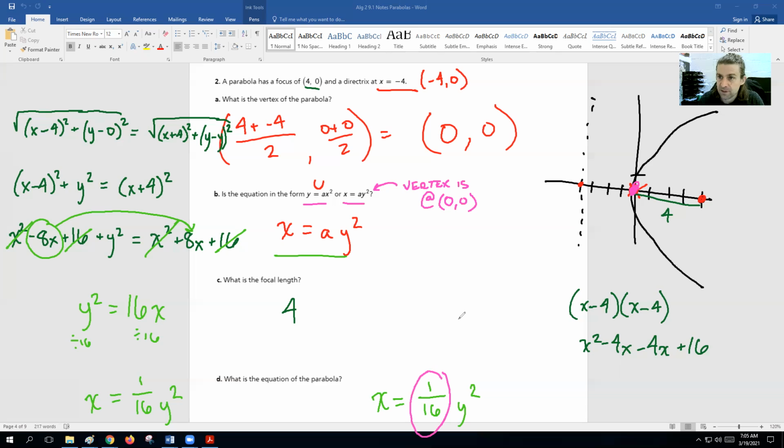Well, let's look here, and we're going to try to see a trick. Maybe if we look at other examples, it can help us out. The key here is to look at what the focus and the directrix are. The focus is at the point 4, 0. The directrix is at -4, 0. I'm going to go through Desmos and show you a couple more examples.